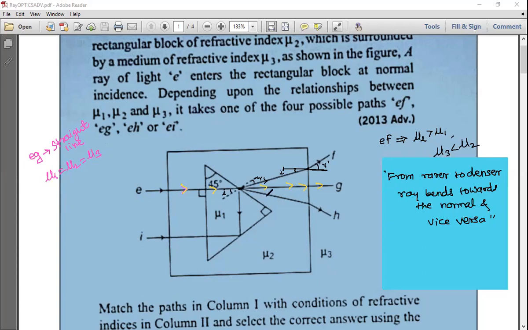Now see this EH path. For the EH path, what am I writing? Listen carefully. If we see this relation, from mu1 to mu2 it is definitely going away from the normal. Tell me now which one is going away? In mu2 it is going away. So mu1 should be greater now. Yes or no?